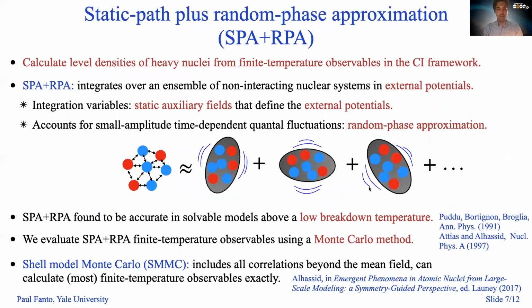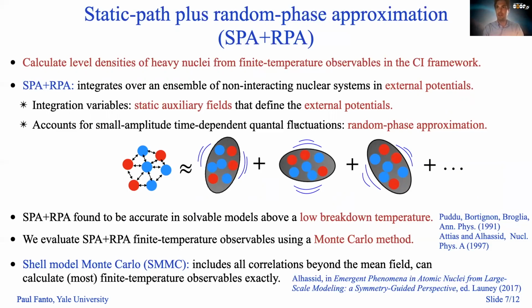These limitations of the mean field approximation and the shell model motivate my use of the static path plus random phase approximation, or SPA+RPA. The basic idea of the SPA+RPA is to calculate level densities and other statistical properties of heavy nuclei starting from nuclear observables at finite temperature, all calculated in the framework of the configuration interaction shell model.